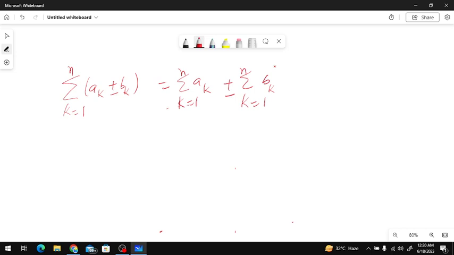Similarly, any constant can be multiplied like this: sigma k equal to 1 to n of c ak. Since c appears as a multiple each time, we can take c as common, and write c times sigma k equal to 1 to n of ak. And if c comes n times, we can write cn in the summation.